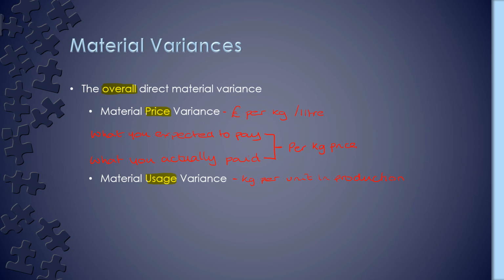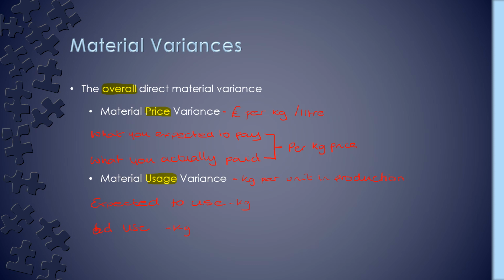Then your usage variance is going to be how much, so if you're going to make a certain amount of units, how much material are you expecting to use per unit? So it's going to be what you expected to use and what you did use. Okay, and this will be in kilos or litres, depending on what's written in your question.